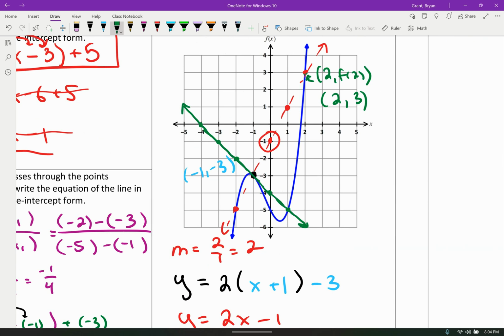Now, I mentioned that a secant line doesn't mean it only crosses a function in 2 places. The same way a tangent line doesn't mean that it only touches the function in 1 spot, right?